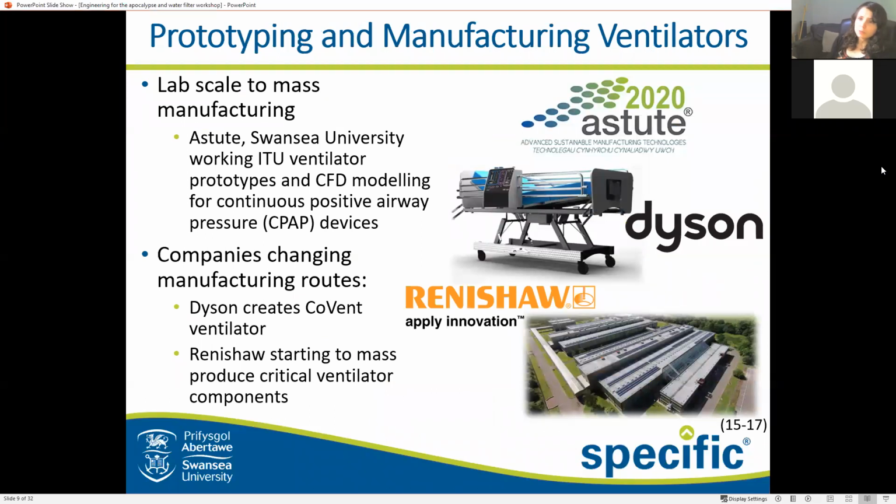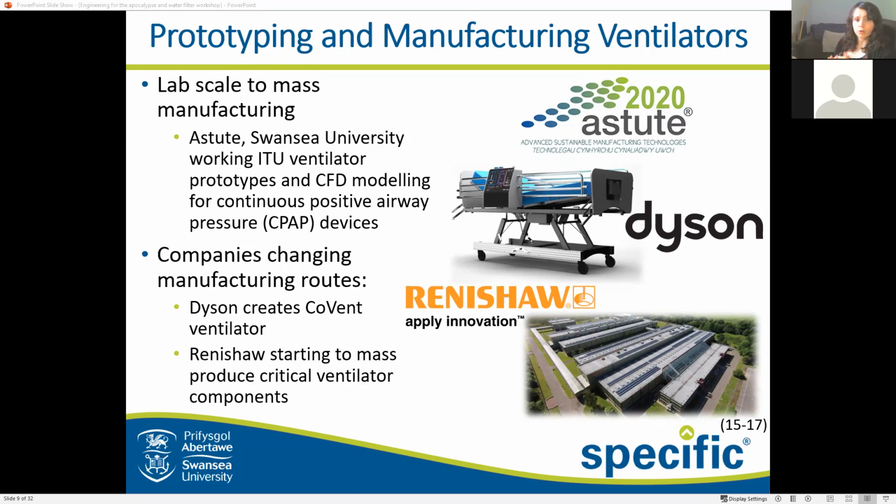But a big thing which has been in the news is ventilator systems. In the case of ventilators, which are used for assisted breathing by pumping oxygen-rich air into patient lungs, a lot of effort has been made both at lab scale and in industry.